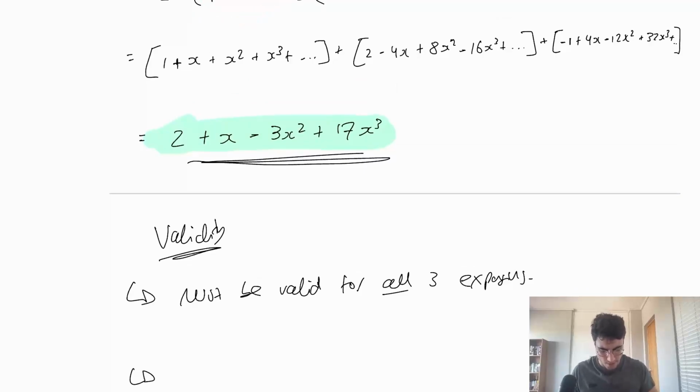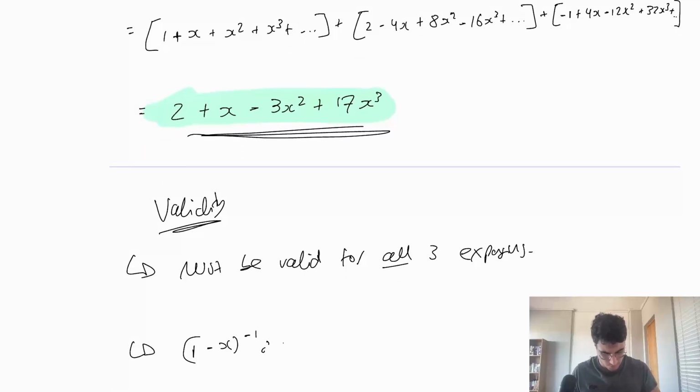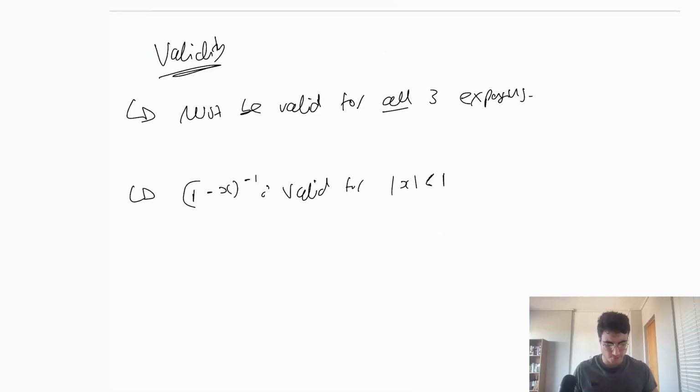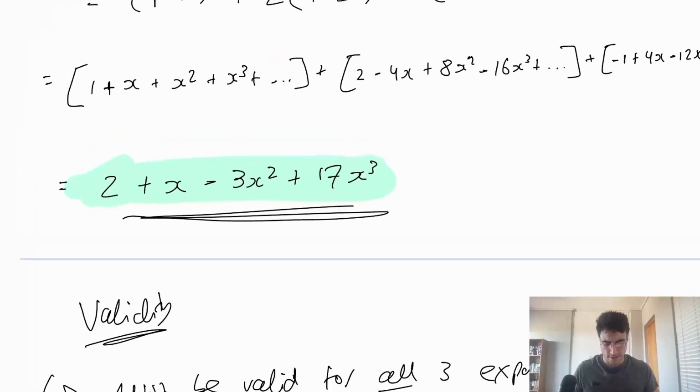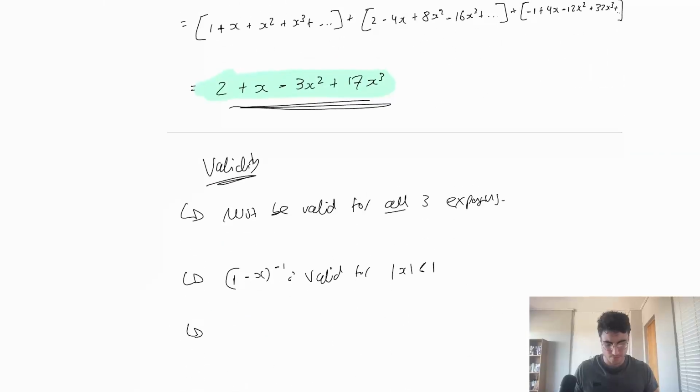So what does that mean? Expansion 1, so for 1 minus x to the minus 1, that must be valid for the absolute value of x being smaller than 1. Because again, we can't have x equaling 1 here, because when it equals 1, that's when we get an undefined number, right? So that's important. So 1 minus x to the power negative 1 is valid for the absolute value of x being smaller than 1.